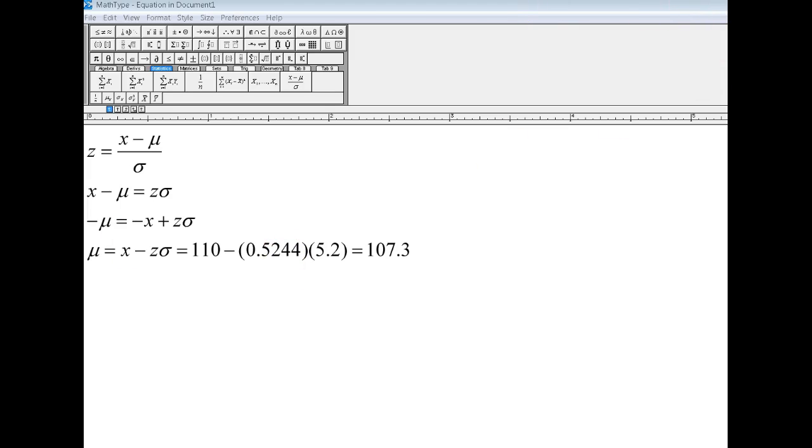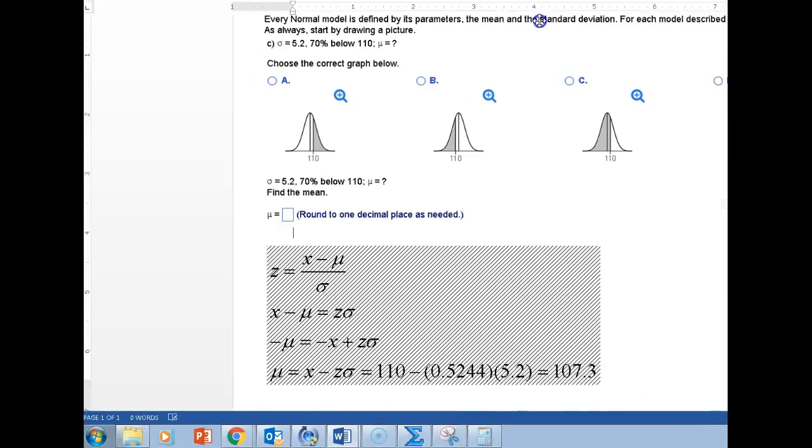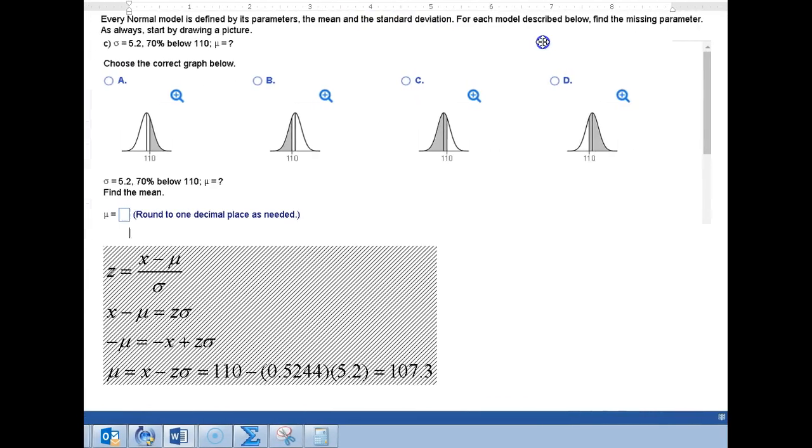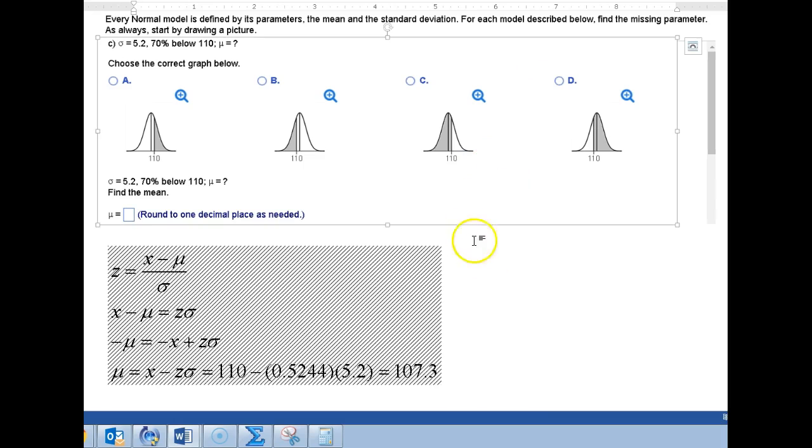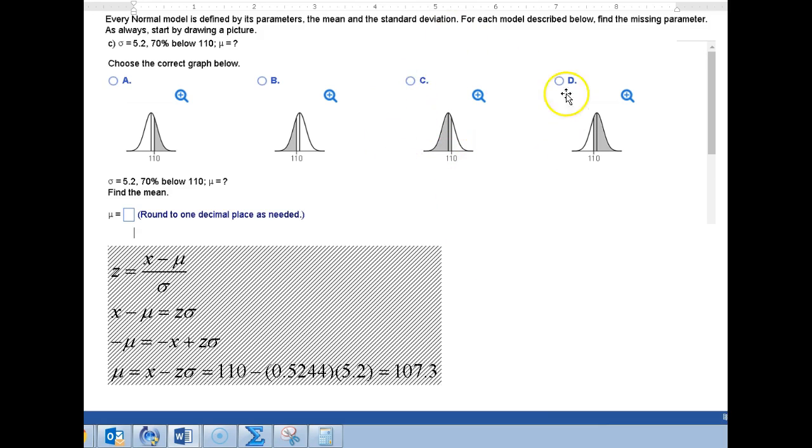But let me see if that makes sense when I look at my picture and my problem. So, if my mean is 107.3, and I think we said the answer was going to be this one right here, then yeah, the mean is 107.3, which is below that 110, so that makes sense. Area below that 110, in this case, turns out to be 70%.